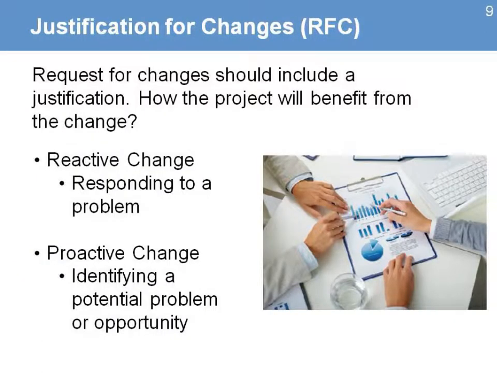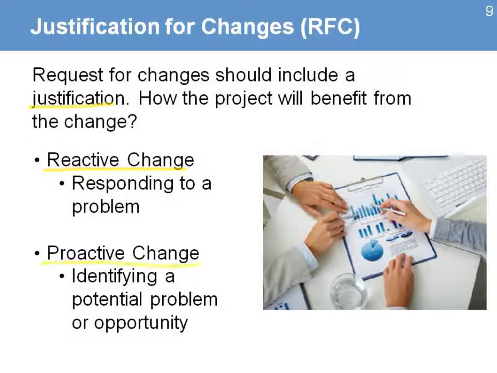The justification for changes is an important component of the information that is needed. All requests for changes should include a justification. It's asking how the project will benefit from the change. And there are two areas we look at. One is called reactive change, meaning that we are responding to a problem. The team, the project manager, somebody saw that there is a problem, then we need to react, we need to make changes to our plans.